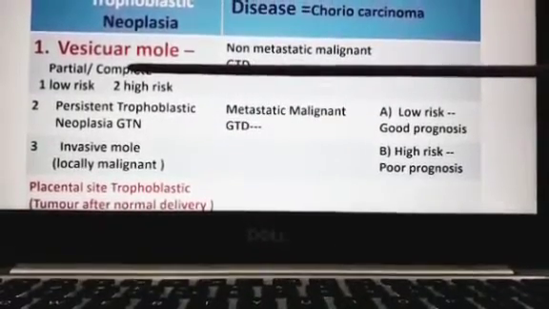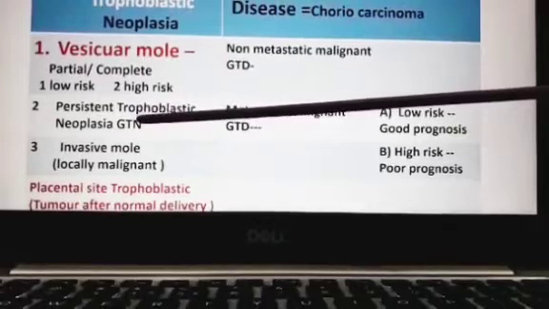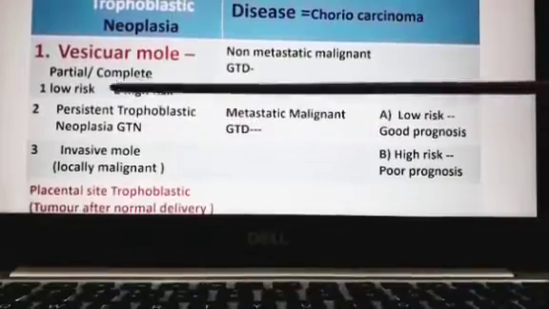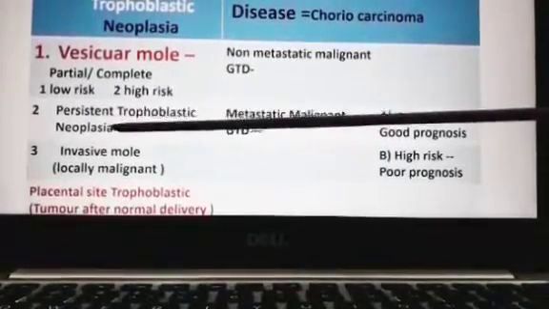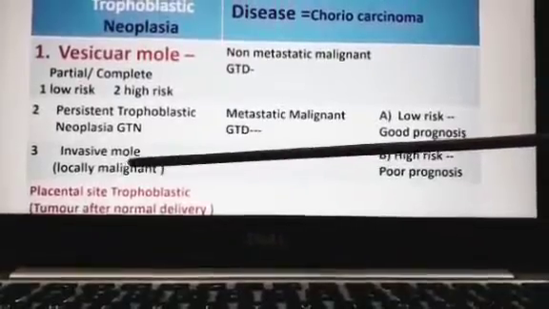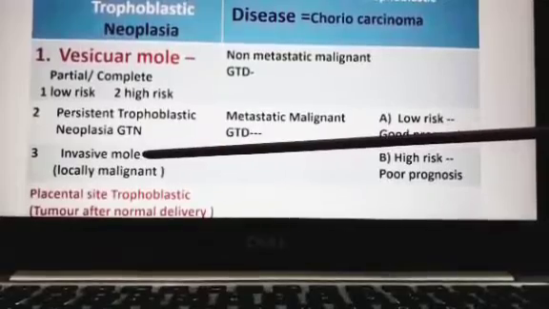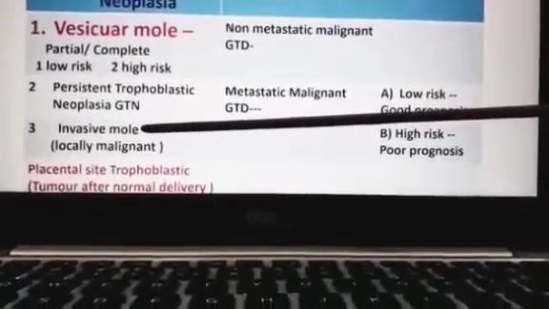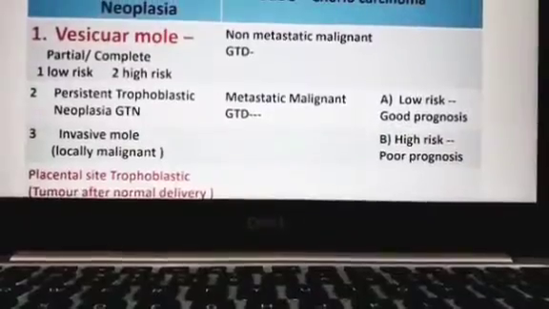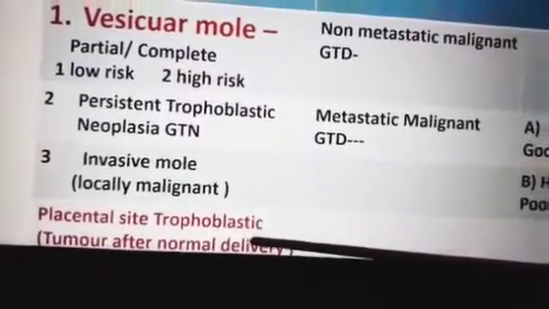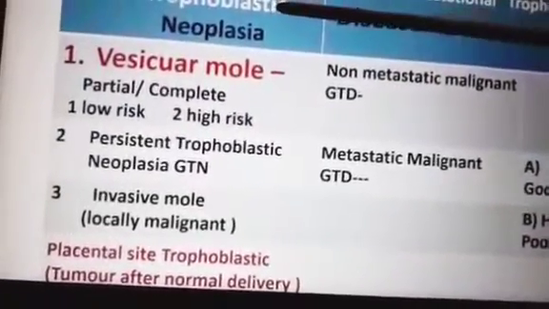This vesicular mole after evacuation, on follow-up, she may have persistent disease, and that condition is included under the heading of persistent trophoblastic neoplasia, GTN. In 15% of the cases, vesicular mole can progress to invasive mole. It is a locally malignant tumor. Next, there is a chance of placental site trophoblastic tumor, but it is seen after normal delivery. It is altogether a different entity. It is not related to the vesicular mole, but it is included under the heading of GTN.